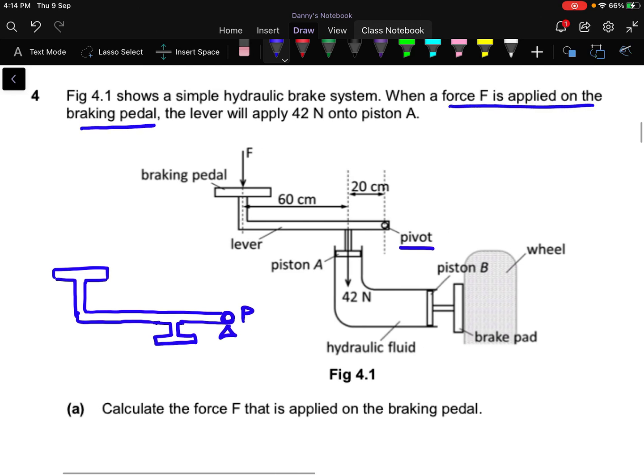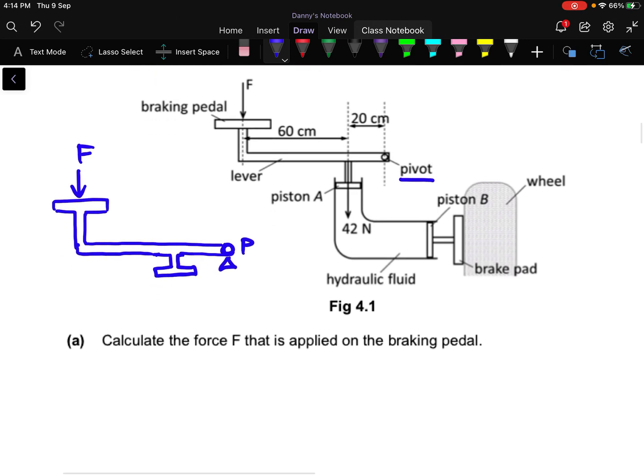Down here there is a force that is being applied to the braking pedal. So this is the force. But then there is this thing: 42 Newton is applied onto piston A. Onto piston A meaning what? Can you see here, this is your piston A. So this 42 Newton is not applied to the beam, but applied to the piston. So when I want to isolate my object, this piston is actually a separate piece, whereby there's a force acting on this piston, which is 42 Newton. So this piston is actually a separate object.